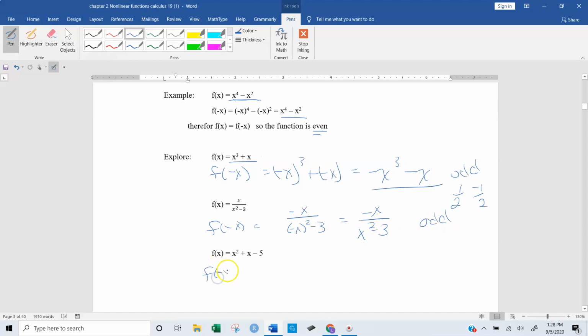Last but not least, so we have negative x squared plus negative x minus 5, which gives us x squared minus x minus 5. Well, this stayed the same, but the x changed sign, so it's neither even nor odd since both of them happened. So this guy is neither even or odd.